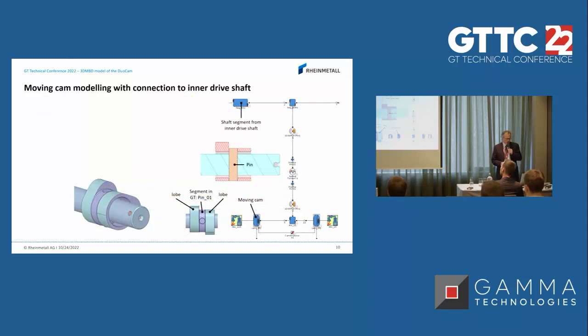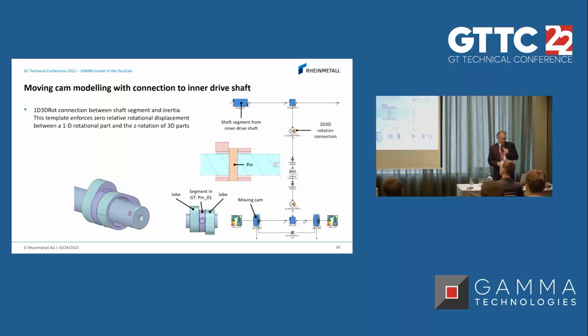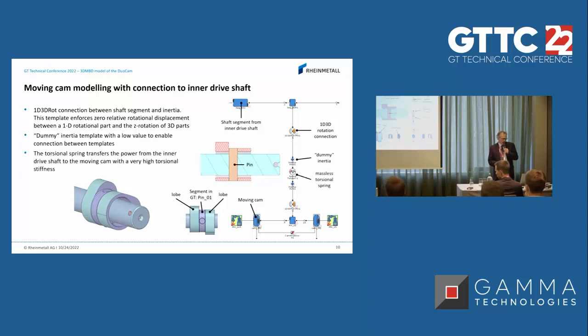Now I want to show you some modeling details of the components. First, we look at the modeling between the inner drive shaft and the moving cam. The shaft segment of the inner drive shaft is connected with a 1D, 3D connection and a dummy inertia to a massless torsional spring. The torsional spring transfers the power from the inner drive shaft to the moving cam with a very high torsional stiffness.